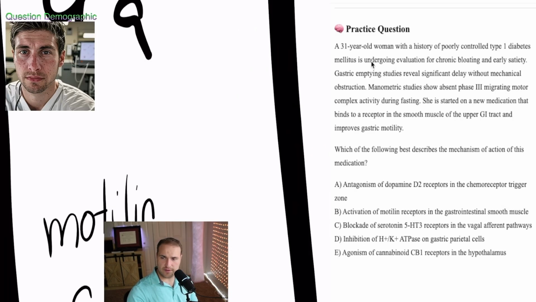All right, so here we have a 31-year-old woman with a history of poorly controlled type 1 diabetes, evaluation of chronic bloating and early satiety. It's not specific to female, so I've given you a male over here as well. She started a new medication that binds to a receptor in the smooth muscle of the upper GI tract and improves gastric motility. What describes the mechanism?